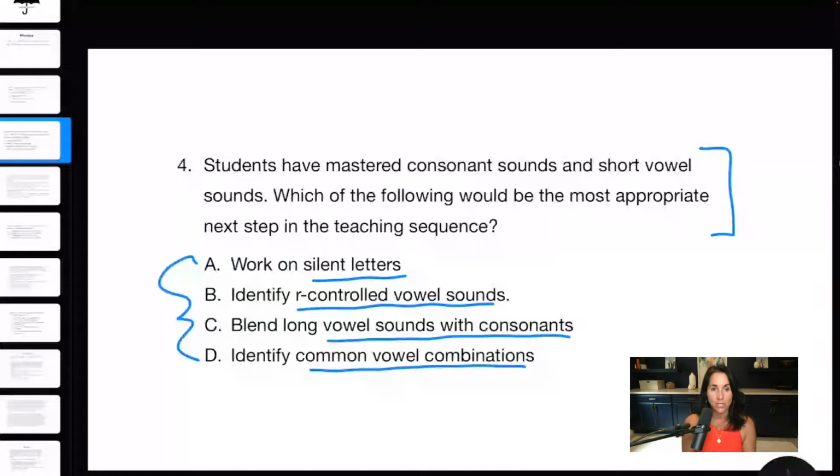Let's have a look at the question. Students have mastered consonant sounds and short vowel sounds. So consonant sounds are like b, k, s, t, right? And short vowel sounds, a, e, i, o, u. We're at the beginning of phonics or phonological awareness, depending on what we're doing here. Which of the following would be the most appropriate next step?